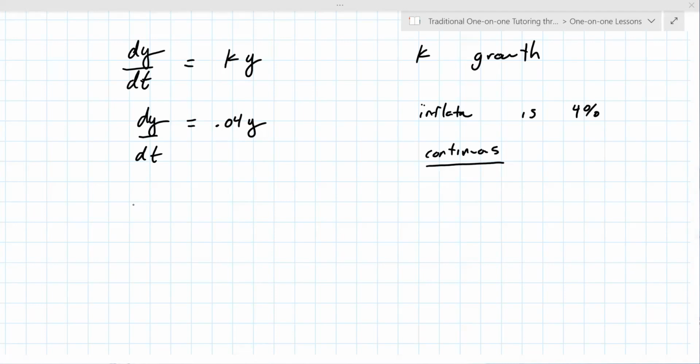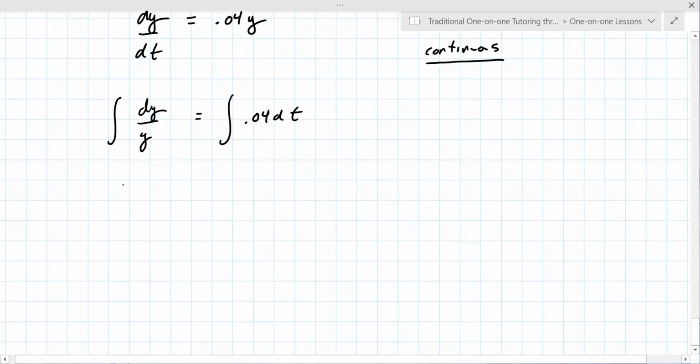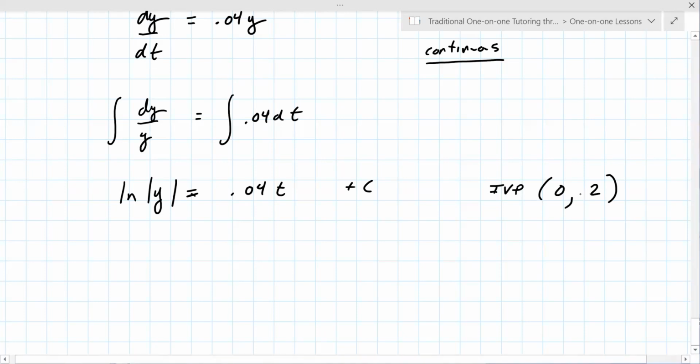So this is just another separable differential equation. It's the integral of dy over y, and it's most common to leave the number or the k on the right, equals the integral of 0.04 dt. On the left, it's the natural log of the absolute value of y equals 0.04t plus c. Now let's say, and this is your initial value problem, that initially the price of a gallon of milk was $2. You normally put it in this line, but in general you usually solve this for y and then substitute. So you do e to both sides: y equals e to the 0.04t plus c.